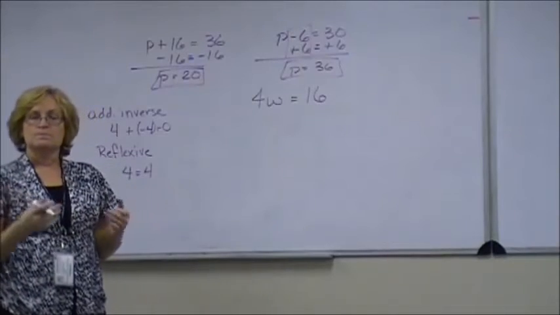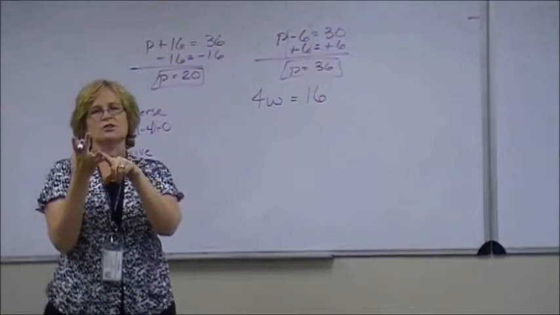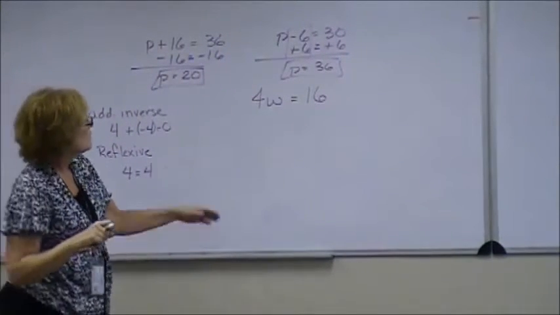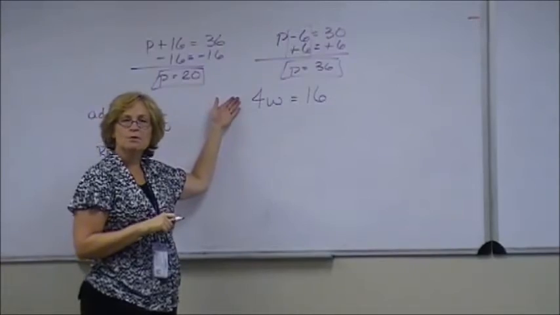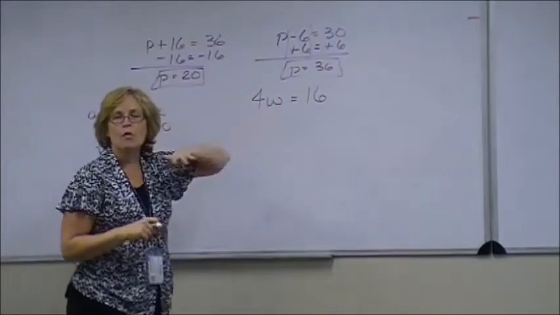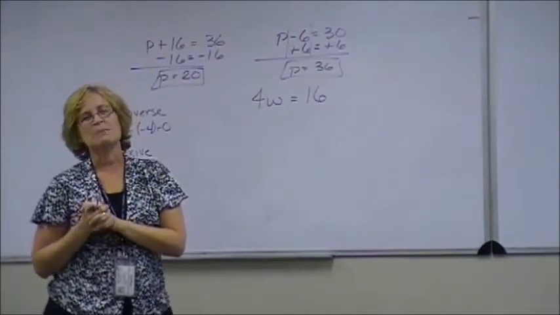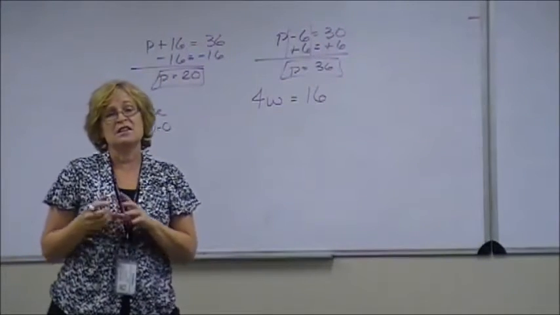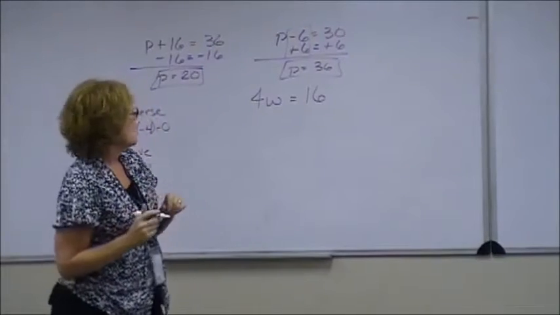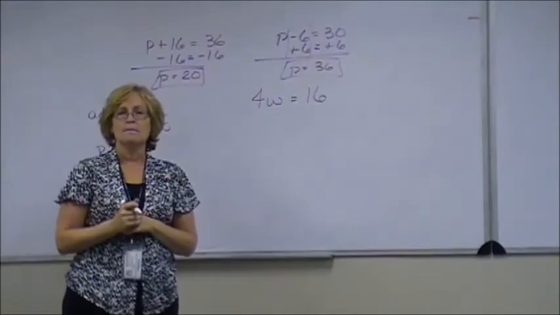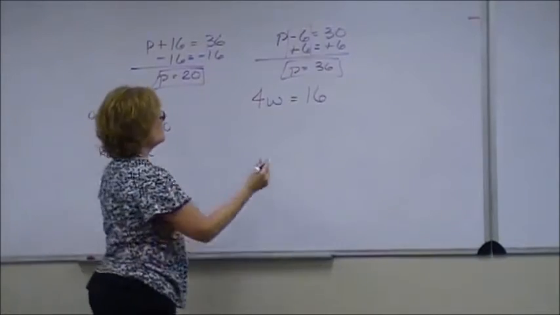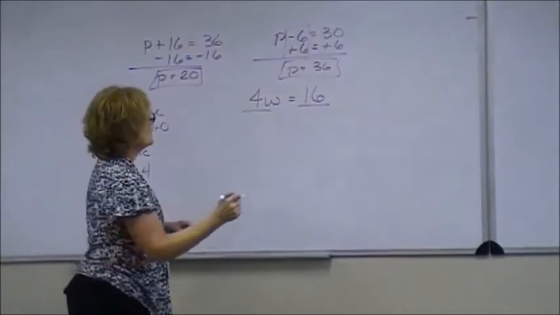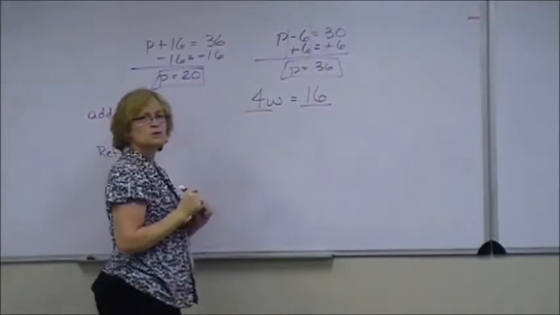Okay, part 2. We did addition and we did subtraction. So now we're going to do multiplication and division, and that's why I call it part 2. The problem right up here says 4w is equal to 16. When you have 4 and w right next to each other, that means it is a product. So I have to get the variable by itself, which means I need the coefficient to be 1. How am I going to get the coefficient to be 1? I do the opposite. Therefore, I divide both sides, because right now it's being multiplied.